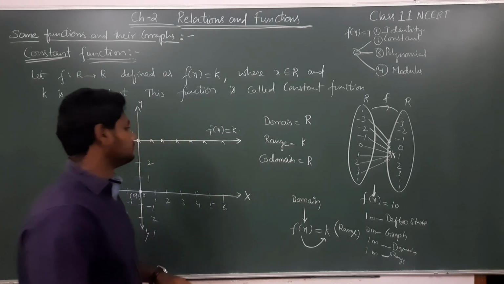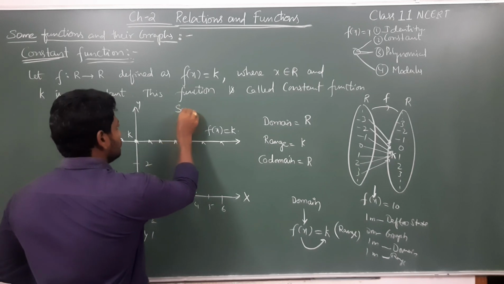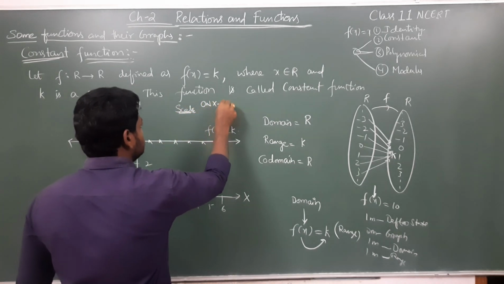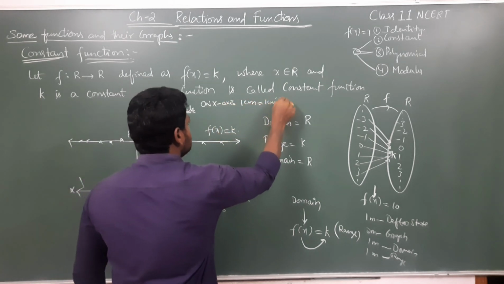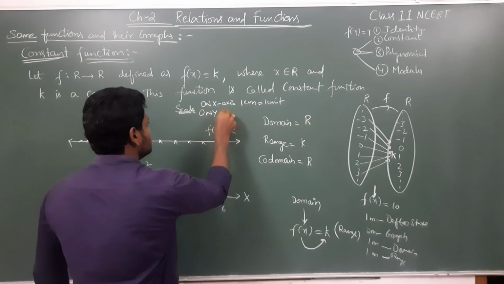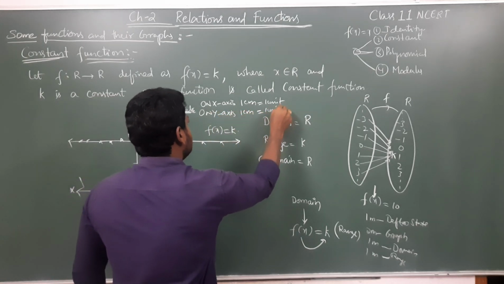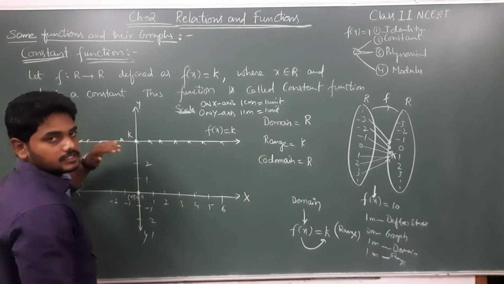Pause the video and note it down. In this you write the scale also. What is the scale here? On x-axis, 1 centimeter equals 1 unit. On y-axis, 1 centimeter equals 1 unit. As per this only we have taken 1, 1, 1, 1 like that, right?